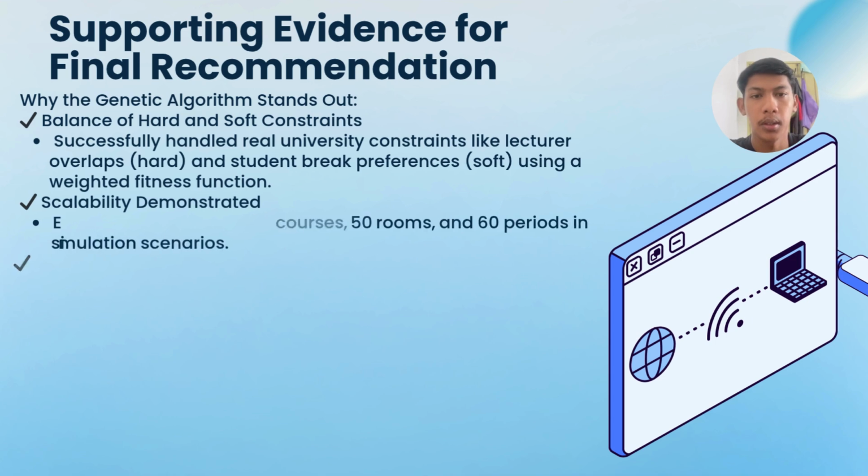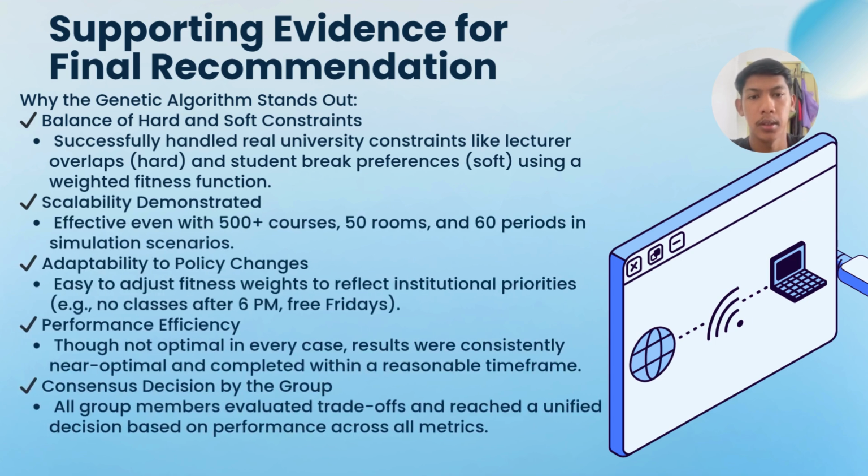For the supporting evidence for the final recommendation, why the genetic algorithm stands out. Balance of hard and soft constraints. It successfully handled real university constraints like lecture overlaps, and student break preferences as soft constraints, using a weighted fitness function. This means it could follow strict rules like no two classes at the same time, and also respect student preferences using a scoring system.